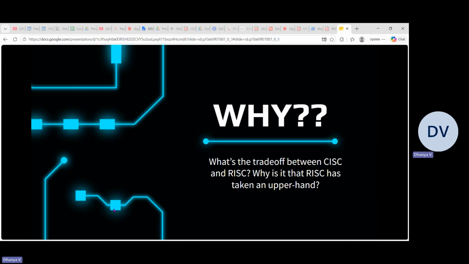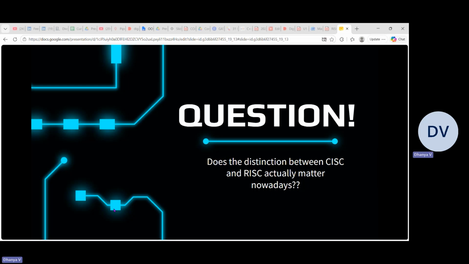Based on the session, I think it would be better for you to think in terms of what the trade-off between CISC and RISC was and why RISC has the upper hand. So just maybe run over the session and try to think of this answer. The last question is: does the distinction between CISC and RISC actually matter nowadays?